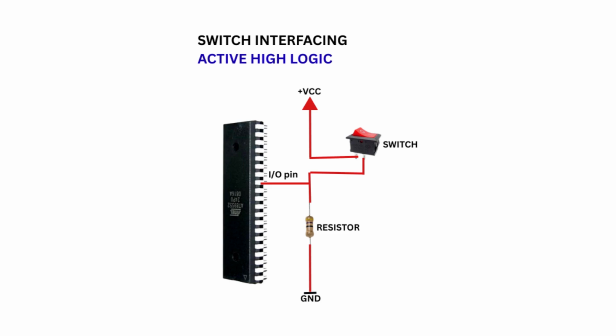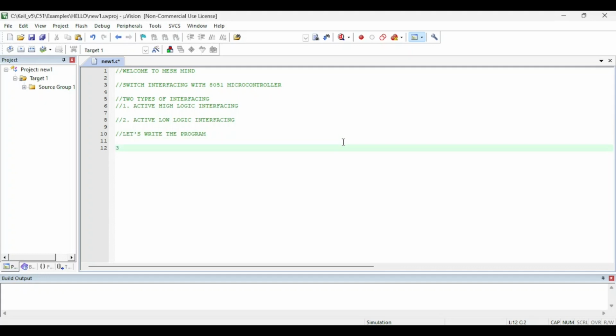Then hardware wiring. One side of the switch is connected to plus VCC and the other side is connected to the 8051 input output pin. An external resistor is connected between the 8051 input output pin and ground. Now let's write the program.